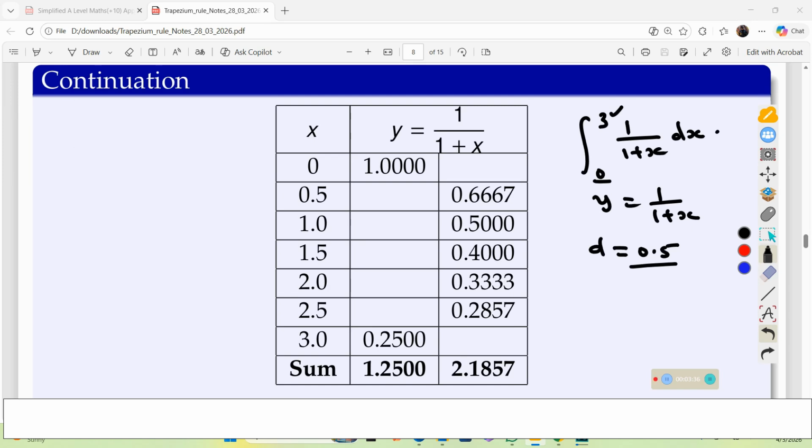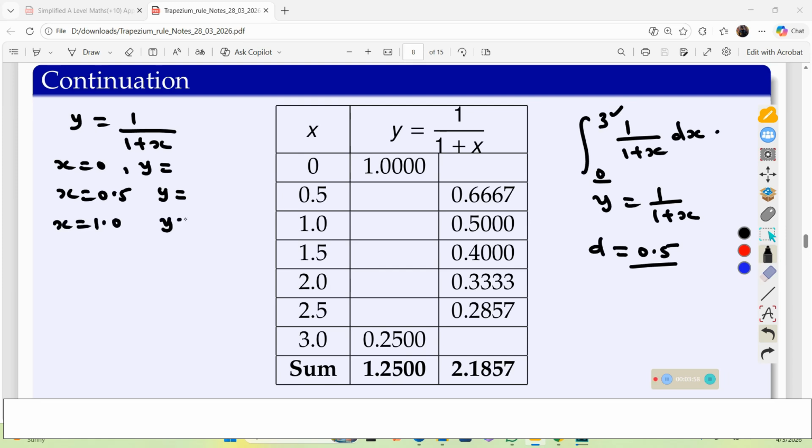From there, as usual, let us use our calculator, or else you can simply substitute, because your y is 1 over 1 plus x. So you have to look at when x is 0, what do you get as y? When x is 0.5, what do you get as y? When x is 1.0, what do you get as y? So you go on substituting here. This one is the same as 1 divided by 1 plus 0, which is 1 divided by 1, and this is 1. So you get the value like that.